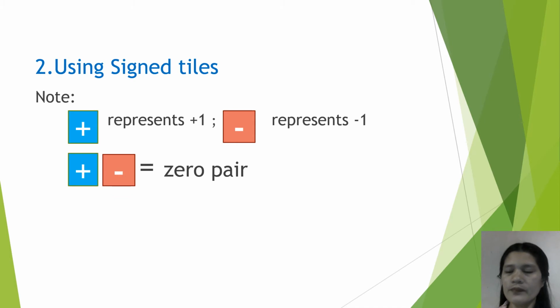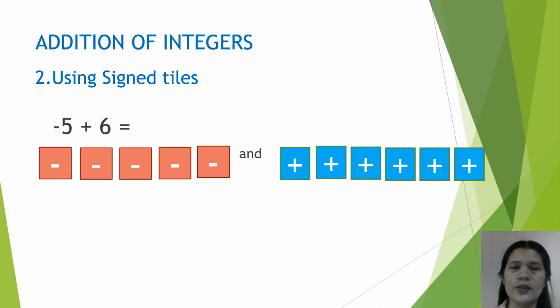Okay, let's have an example. Using signed tiles, add negative 5 plus 6. So how many tiles do we have? Negative 5. How many negative tiles? We have 5. 1, 2, 3, 4, 5. And how many positive tiles? We have 6. 1, 2, 3, 4, 5, 6.